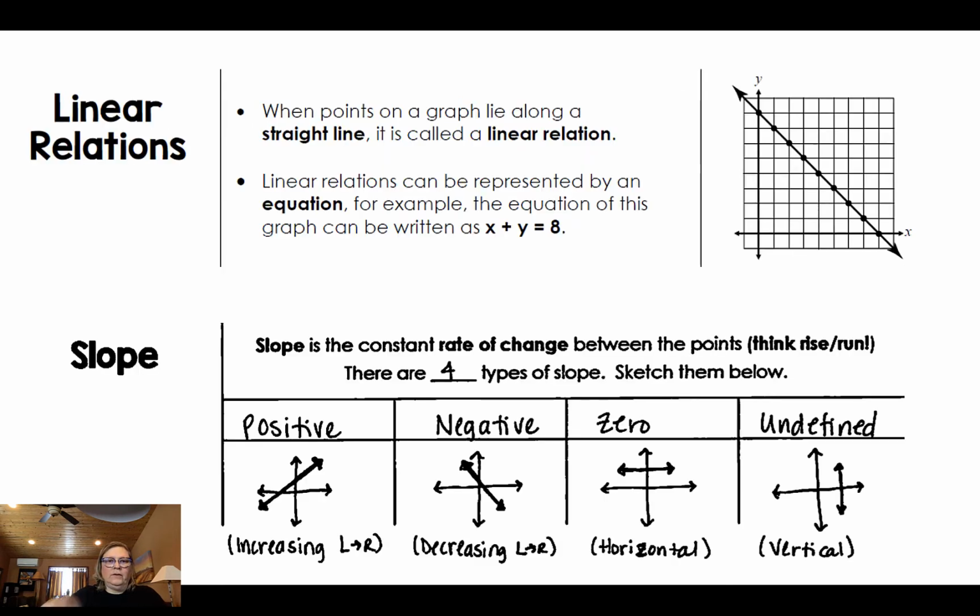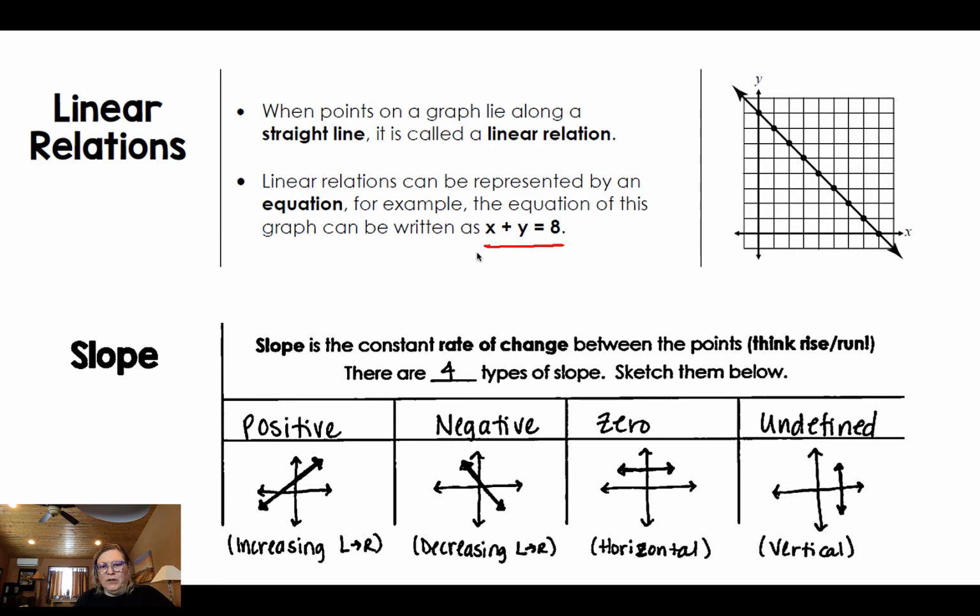All right, so this is just a quick review, but whenever we have points on a straight line, we call that a linear relation or a linear function. And this one in particular is the equation for it. It's right here. It's x plus y equals 8. So what that means is whatever x I put in, so if I look right here, if I look at x equals 1, what comes out is 7. Does that make sense to you if it's written that way?